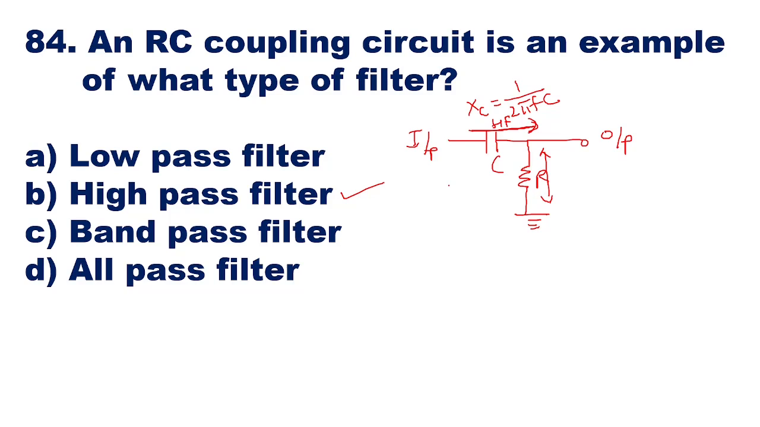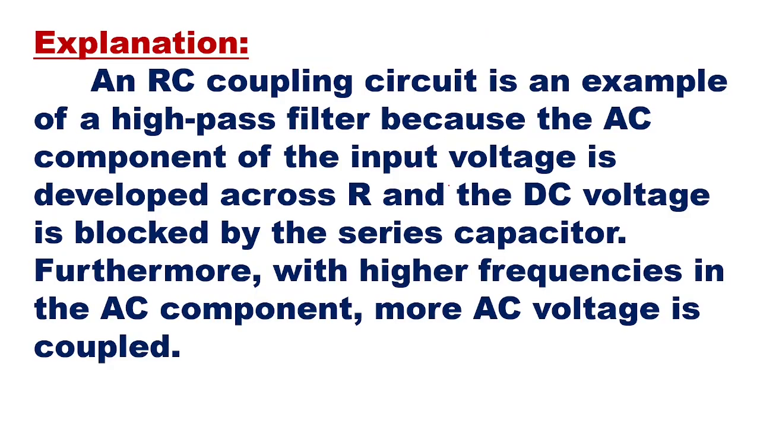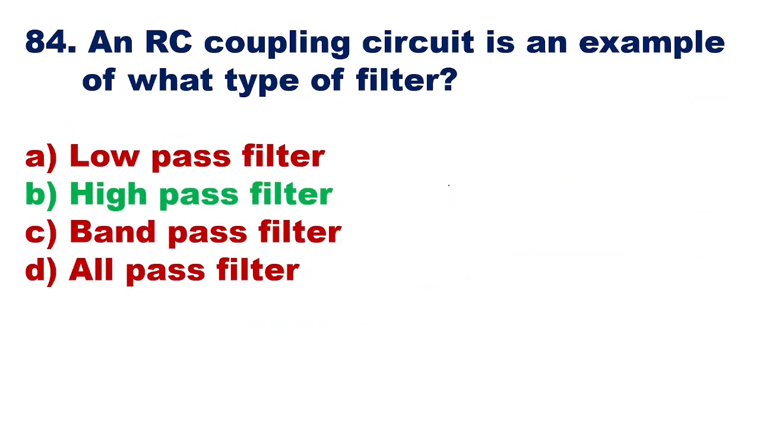So here we will see the theory behind it. An RC coupling circuit is an example of a high pass filter because the AC component of the input voltage is developed across R and the DC voltage is blocked by the series capacitor. Furthermore, with higher frequencies in the AC component, more AC voltage is coupled. So therefore, option B is the right answer. RC coupling circuit behaves as a high pass filter.